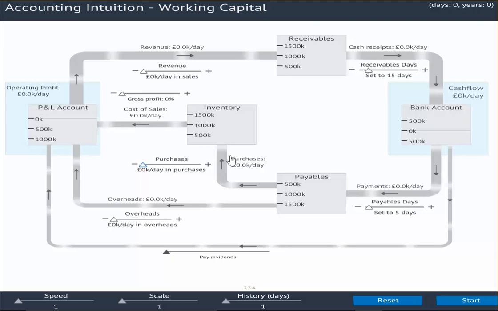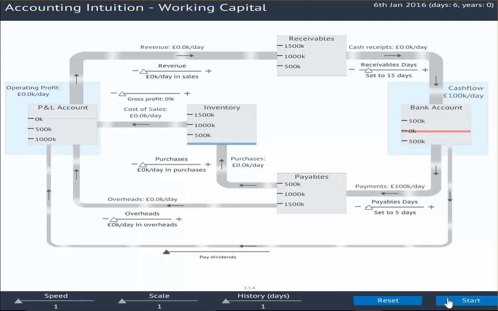And to do that, let's make a one-off purchase of inventory on day one of £100,000. Note that our payables days are 5, so we're not going to pay for that inventory until 5 days later. So we've made the purchase and we can see that we've got an inventory balance, and we note that 5 days later, so on day 6, we're going to pay for it.